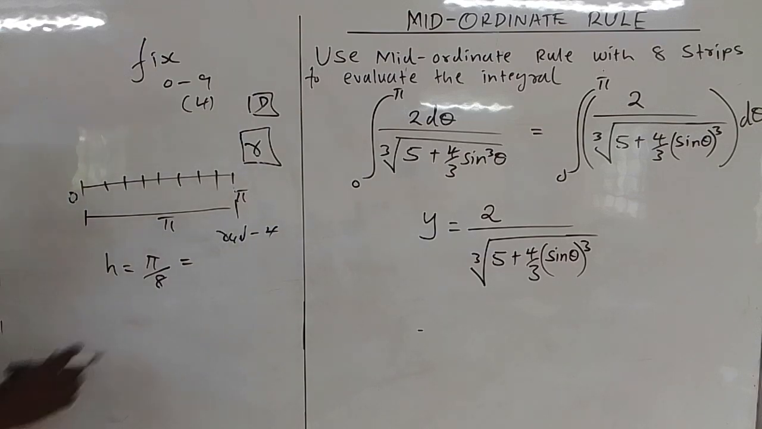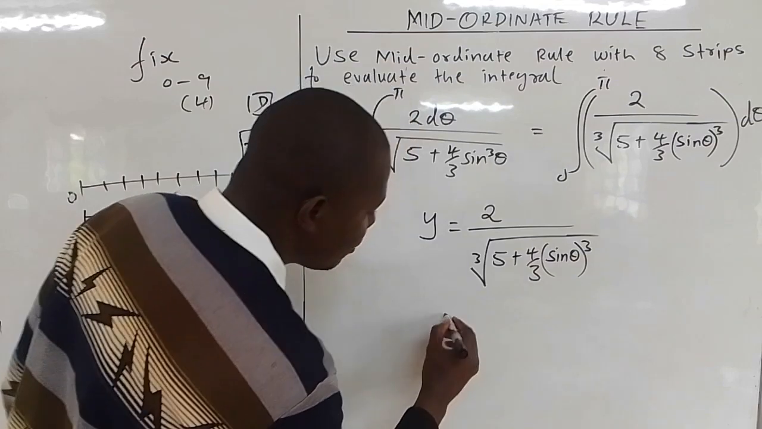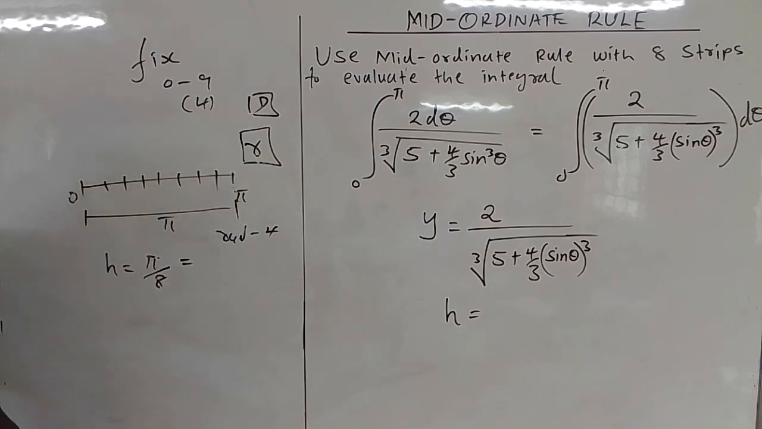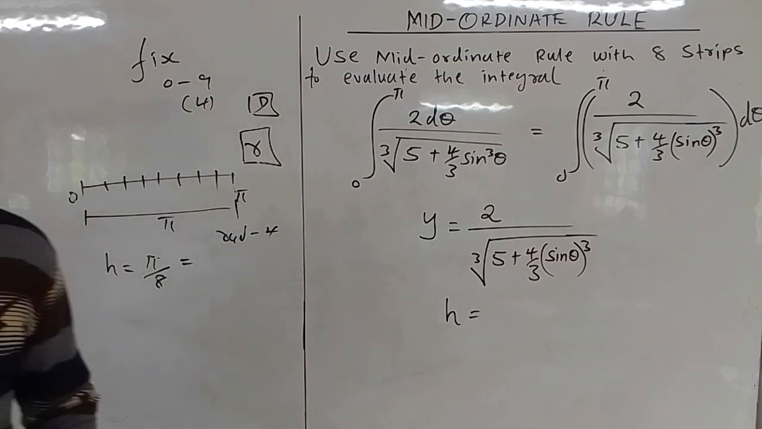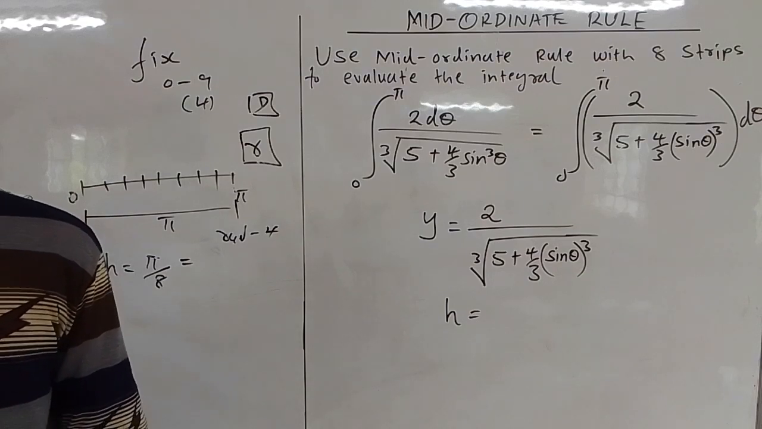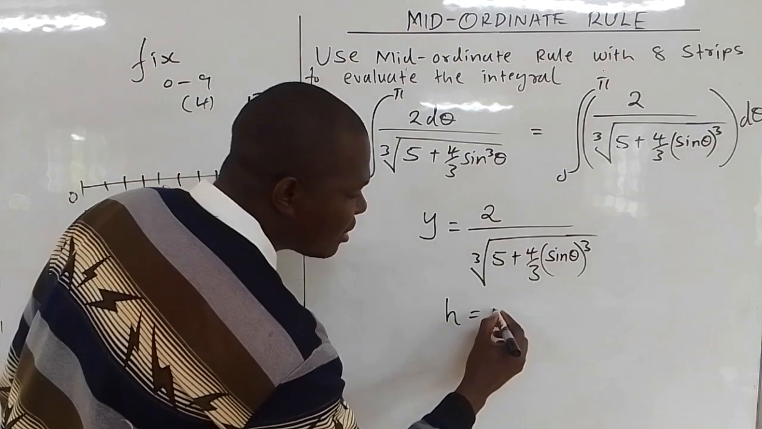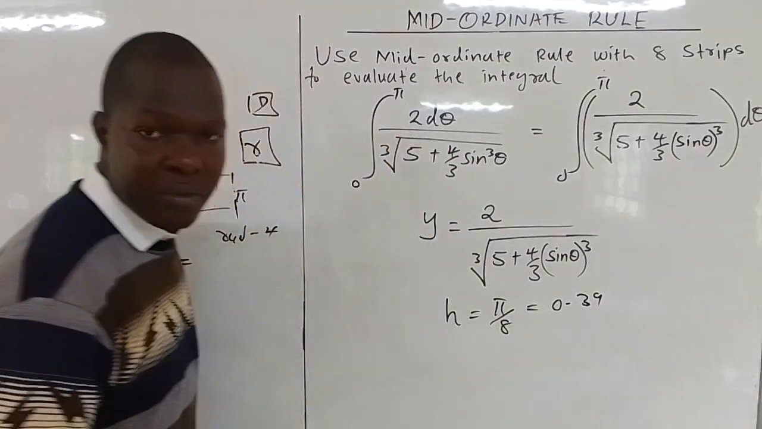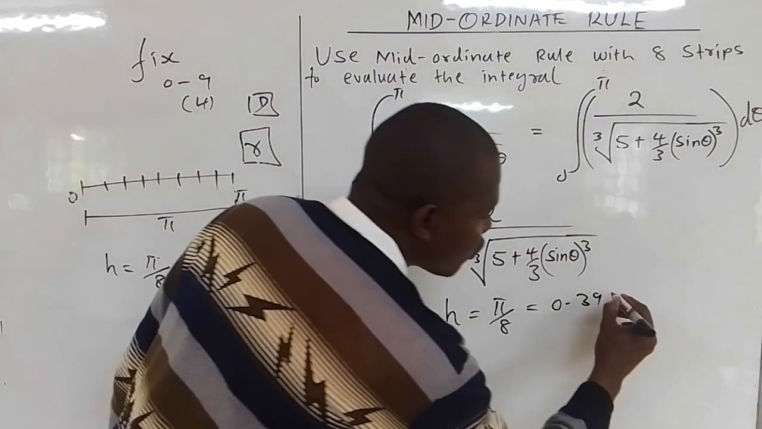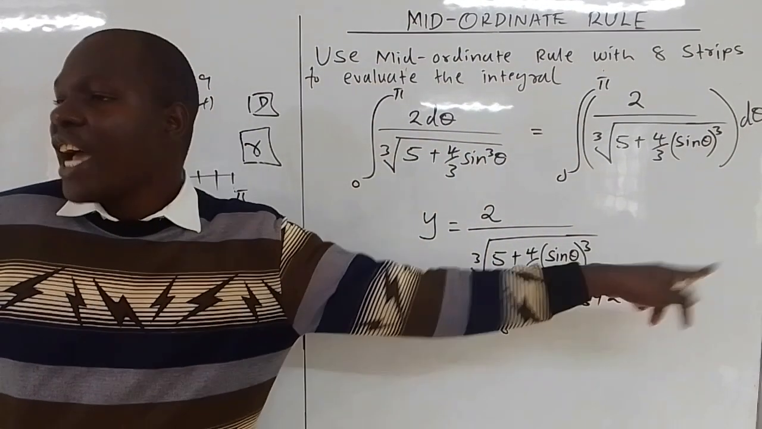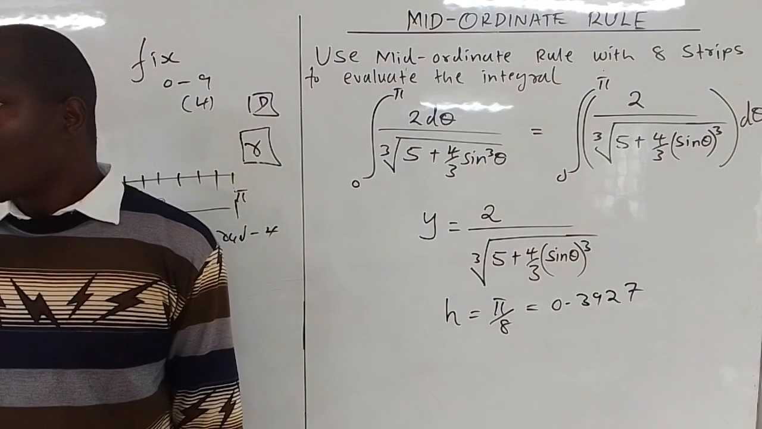Now, having done that, so what is h? Come and tell me what is h now. H is pi over 8, because you divided the whole of this length into 8 equal parts, isn't it? What is pi over 8? Because pi is in the calculator, it is 3.14 something. So you simply press pi, divide by 8, you get the value. So there, what is it? Pi over 8 is 0.3927. So you found the value of h. Are we together? Tuko pamoja?